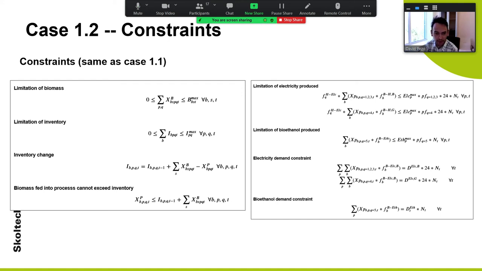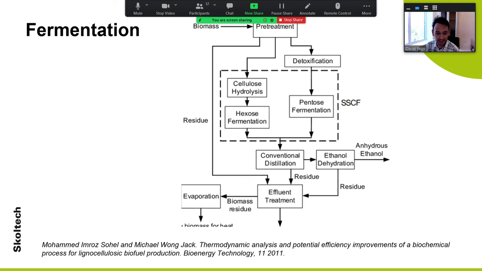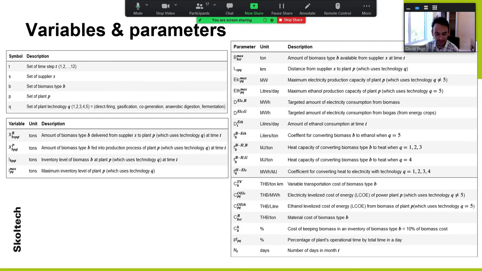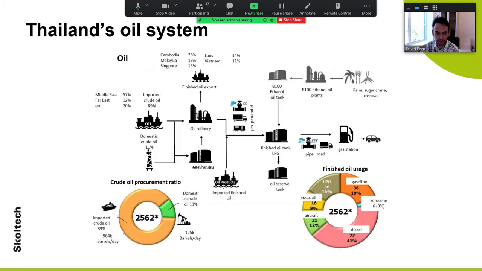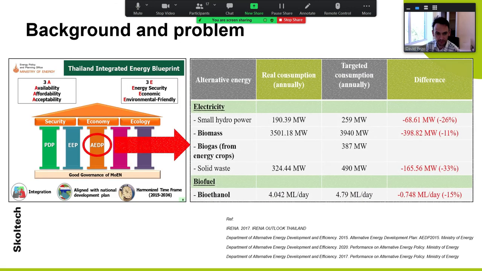Let me ask you another question. You have a model which actually requires a lot of data, mainly related with the future, right? You mean, for example, the demand. How is the projection of the demand? Here in my thesis, I consider the national demand according to the plan AEDP. Let me go back. Here is a target. So I balance this biomass to this number, biogas to this number, and ethanol to this number.